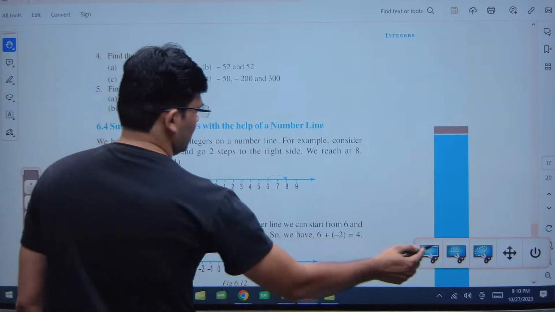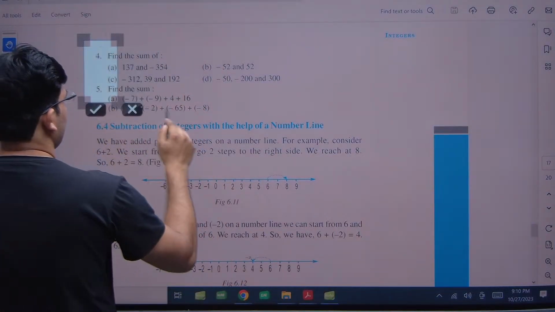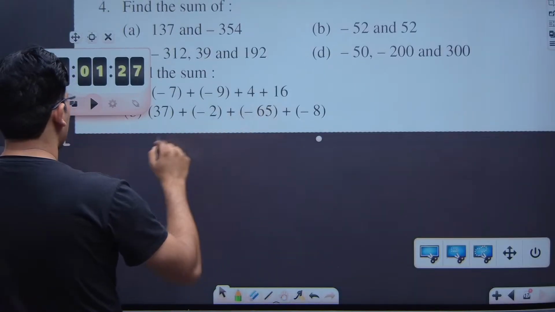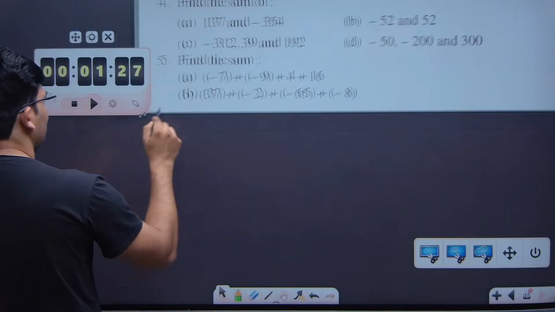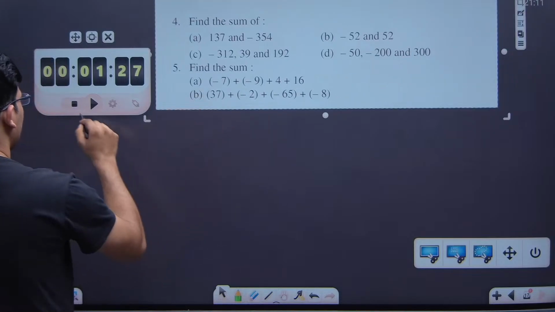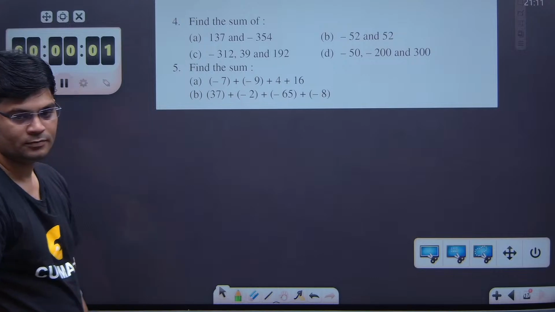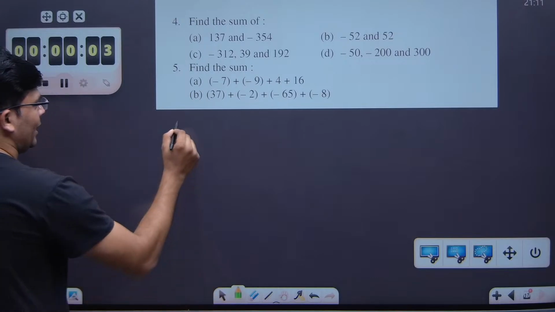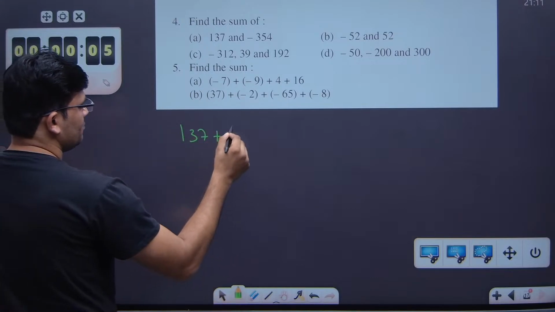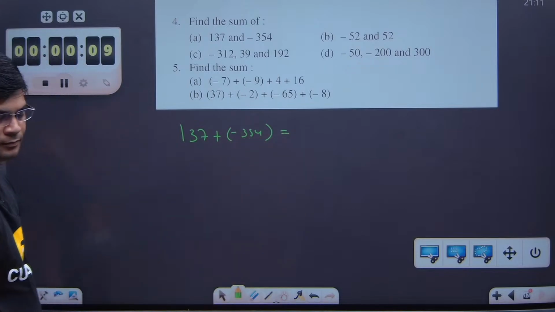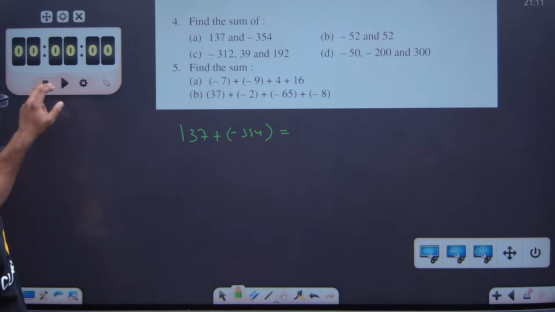Okay. Then some more questions in the same manner. I'm going to write the question for you. You can open your notebook, you can start writing, and you can start solving and prompting me the answer. I will start writing. You have to write like this: 137 plus minus 354, and then tell me the answer. Okay, again, I am starting the time.